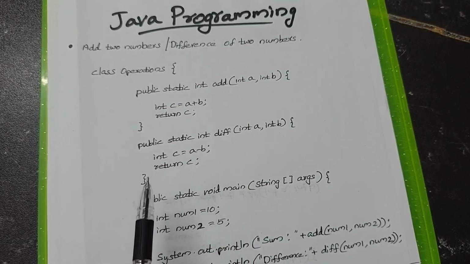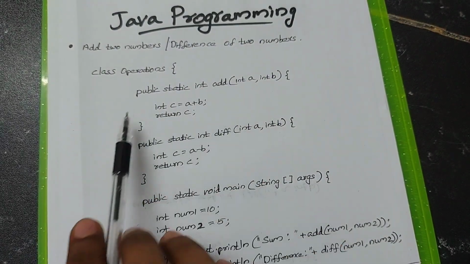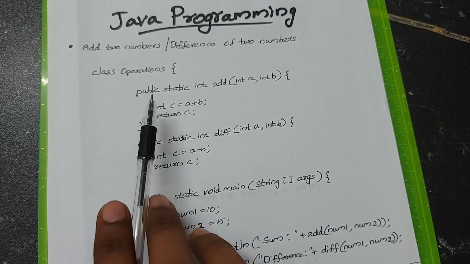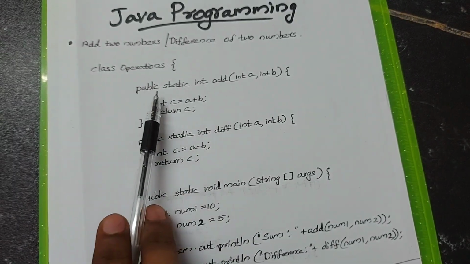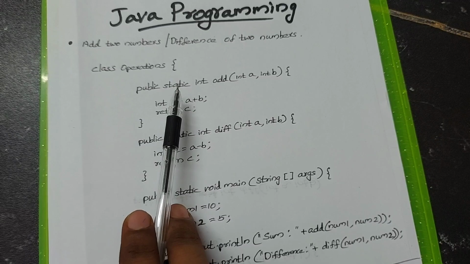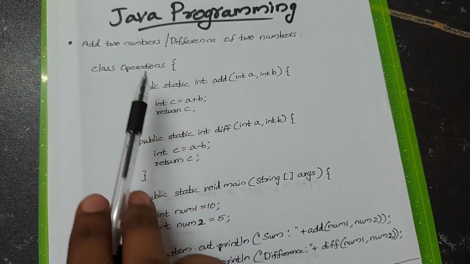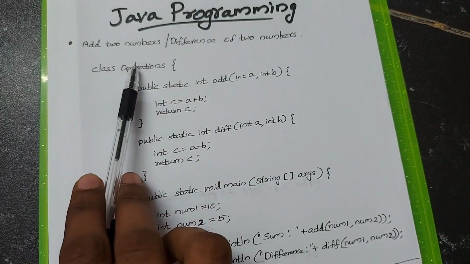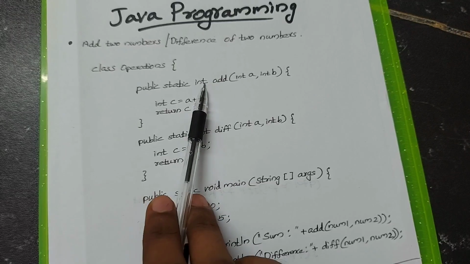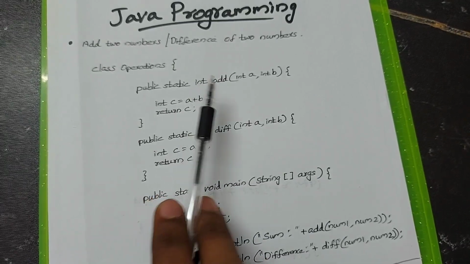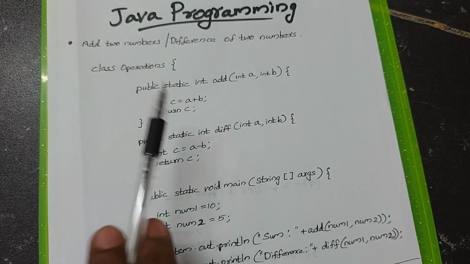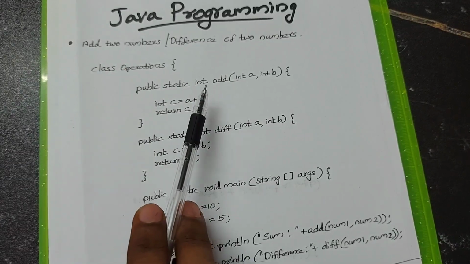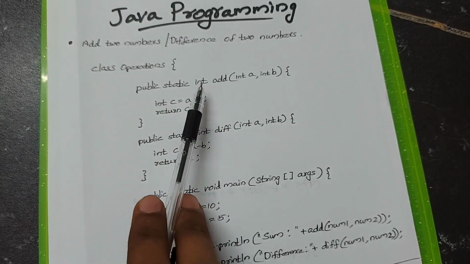I will explain. Public static int add. Public means this function is public to this program, so we can call this function anywhere from this program. Then static. Static means we can call this function without creating an object of this class. Then int is the return type. Return type means this add function is doing some operations and it returns some value, and that value's data type will be an integer. That is what int means here.